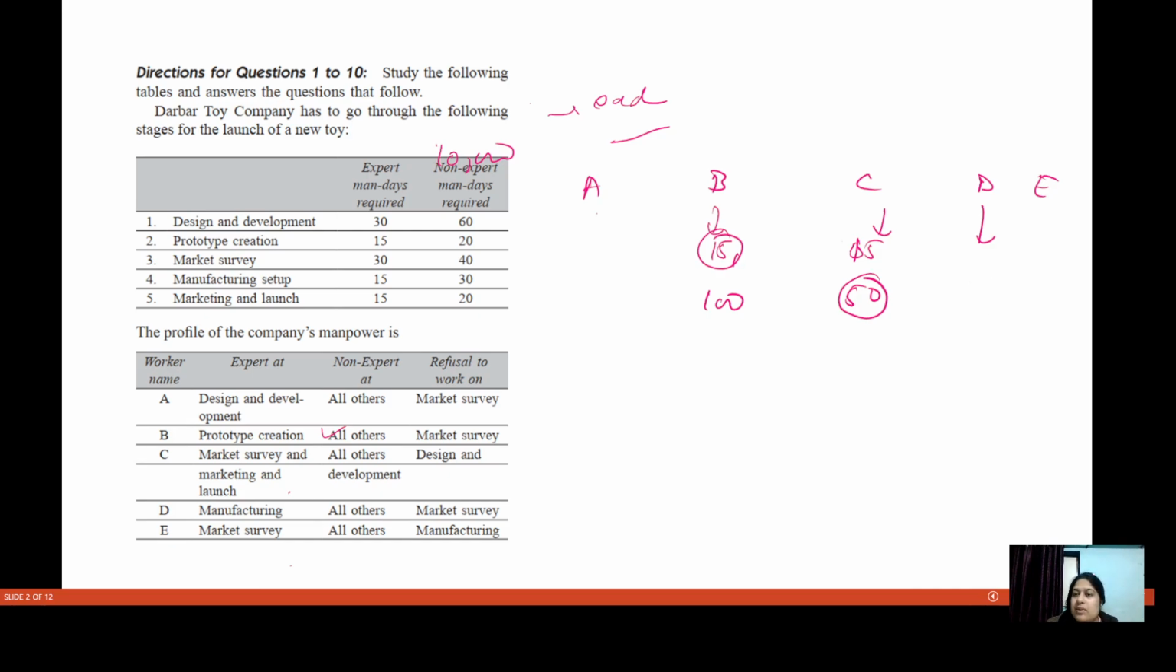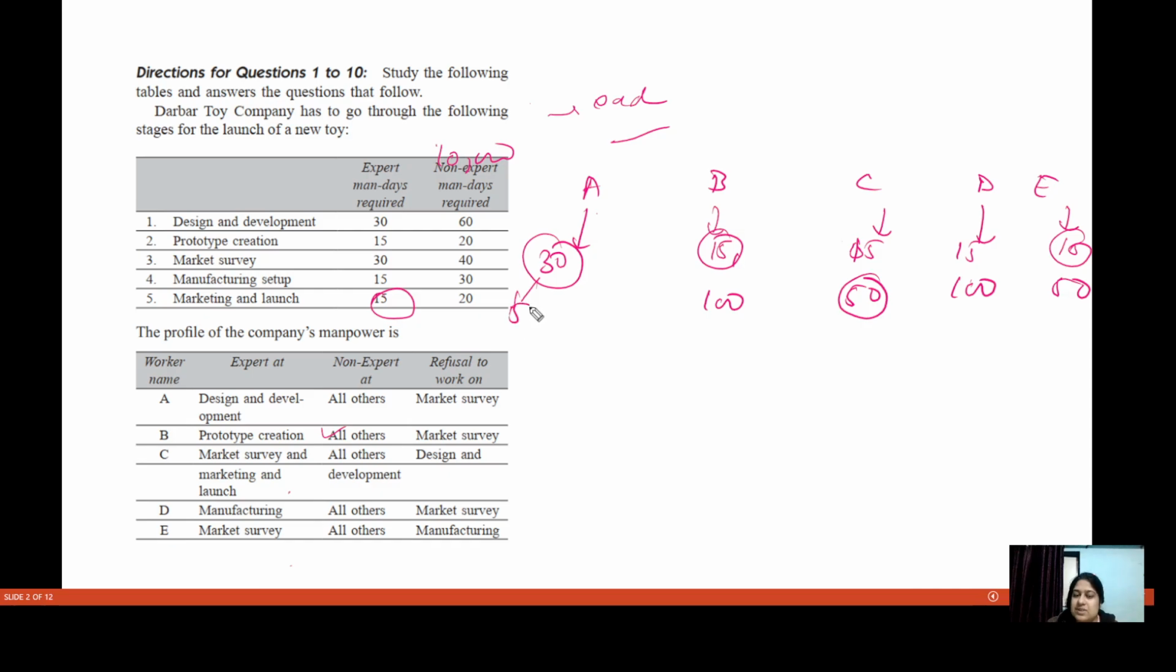D is also doing manufacturing, and that is also done in 15 days. So in 15 days, 100% of the work, and then E is also doing 50% of the work in 15 days, and then we have this A doing in 30 days. A is doing how much of the work?